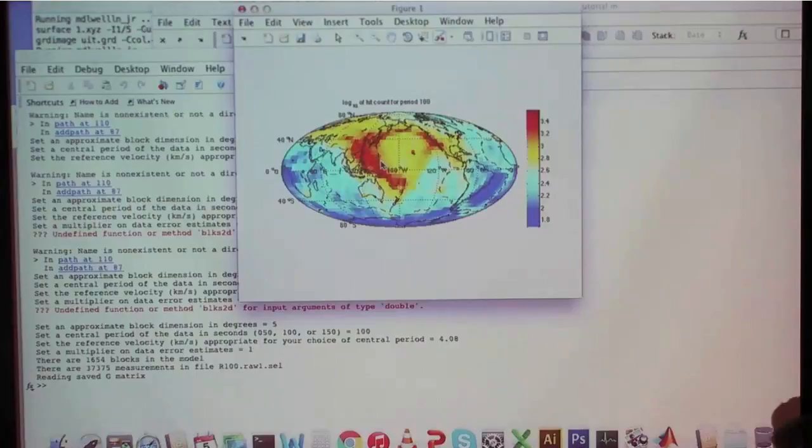So do you guys get a map? Did everybody get this map or something like it?